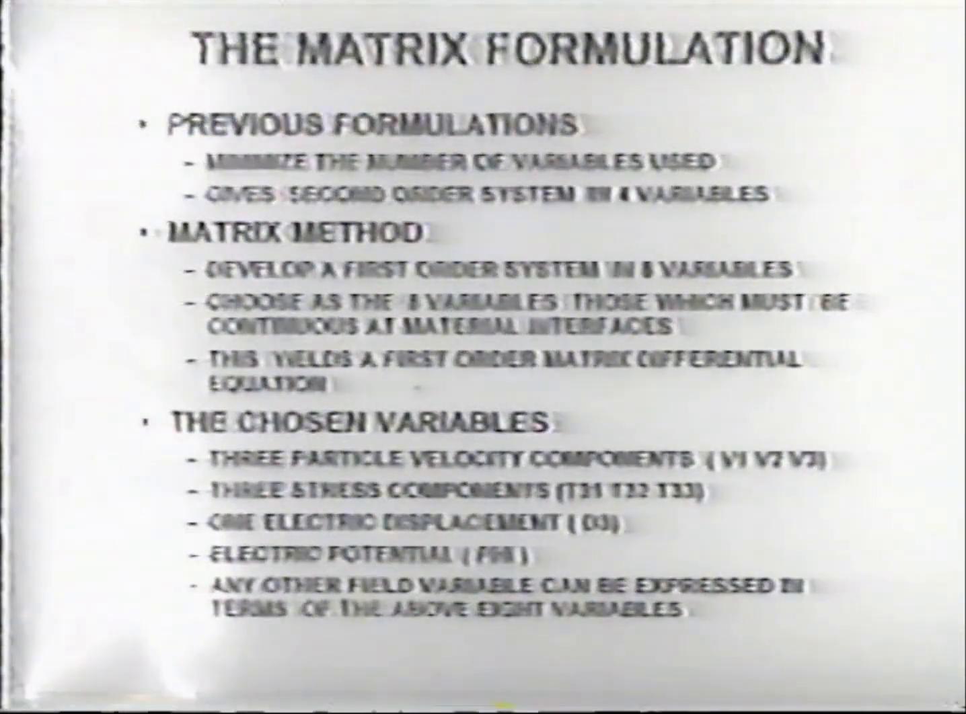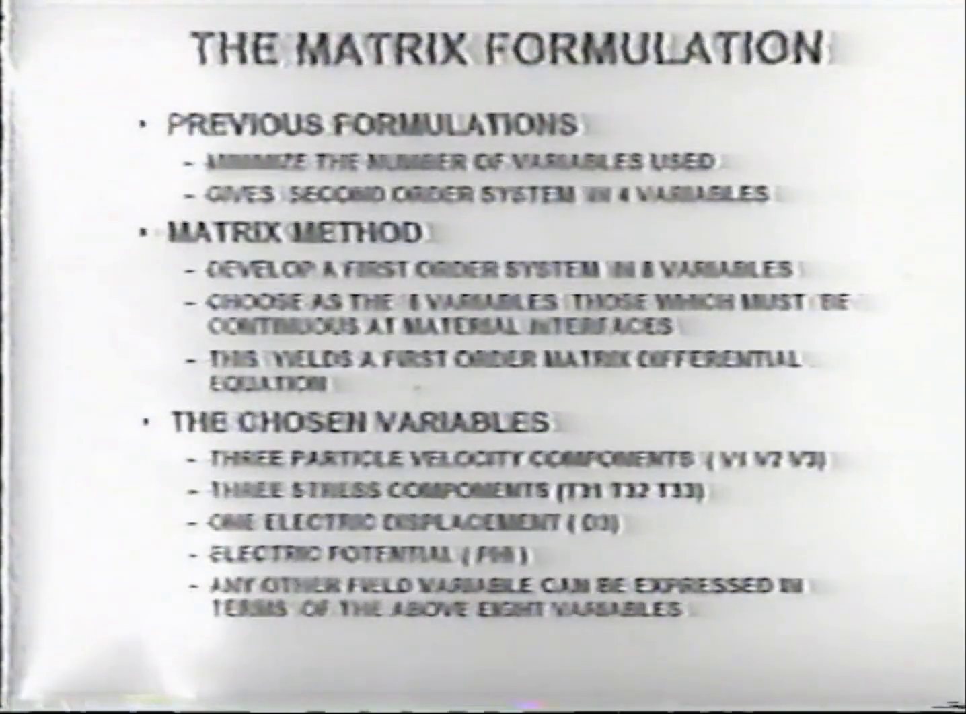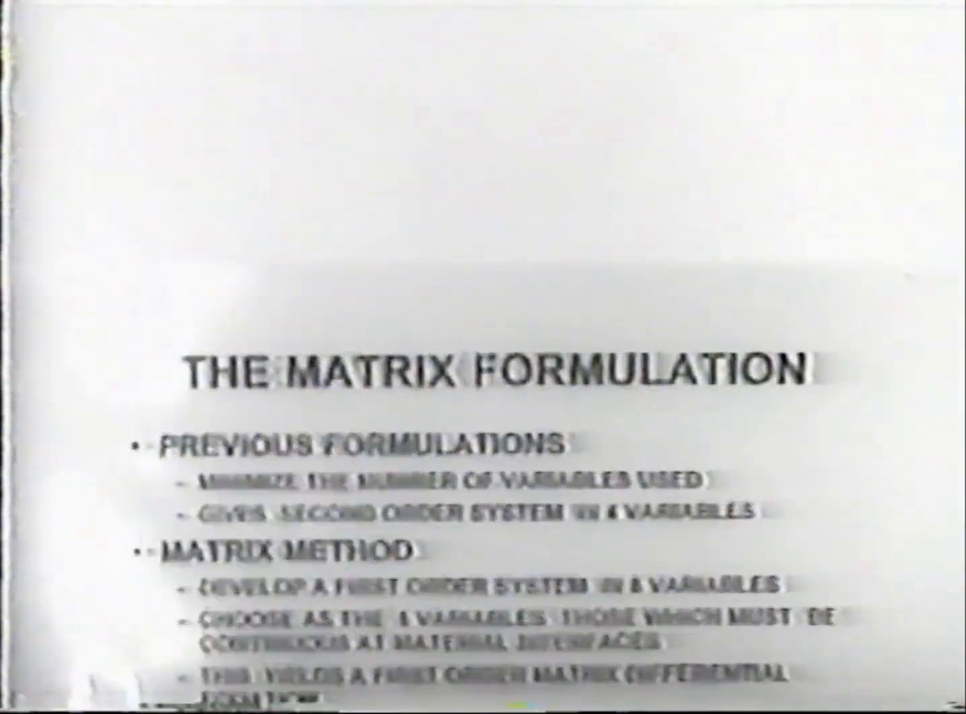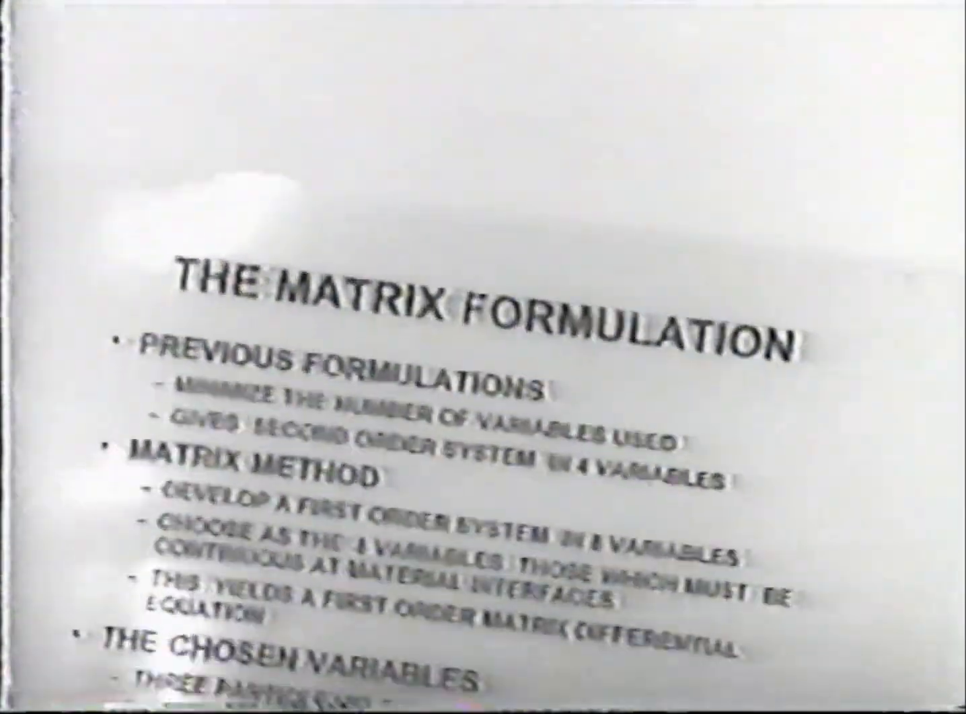We have 3 velocities, 3 stresses, 1 potential, and 1 electric displacement. Now, it can be shown that you don't need any more variables than those 8. Any other variable you want to compute can be uniquely expressed as linear combinations of these 8. Of course, for the non-piezoelectric problem, this simplifies to 6 variables, just the stresses and the velocity.